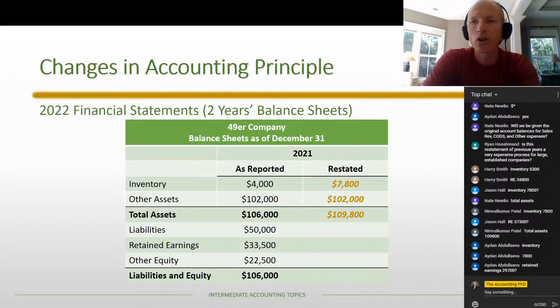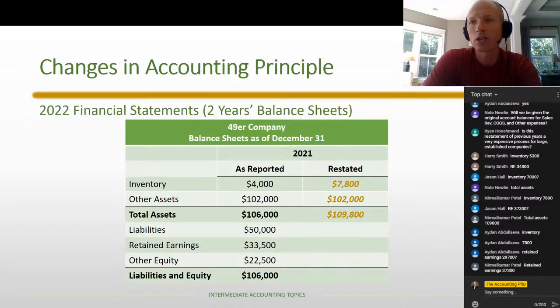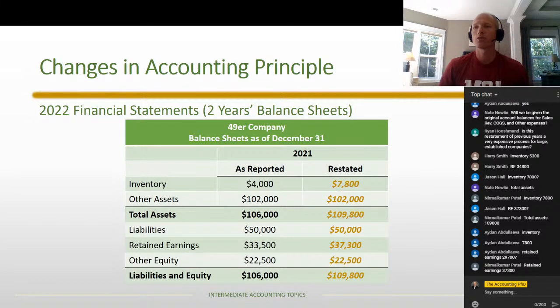So then retained earnings. Looks like Aiden thinks it's going to go down. Numakumar thinks it's going to go up. Jason also thought that the retained earnings were going to go up. And the answer is the retained earnings actually do go up. Again, they increased the same $3,800.